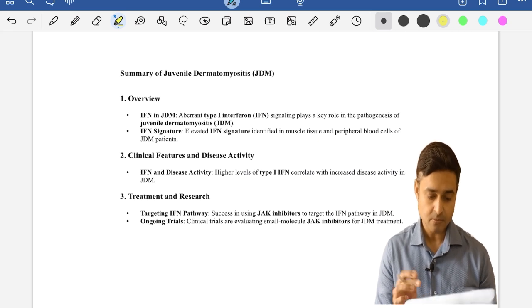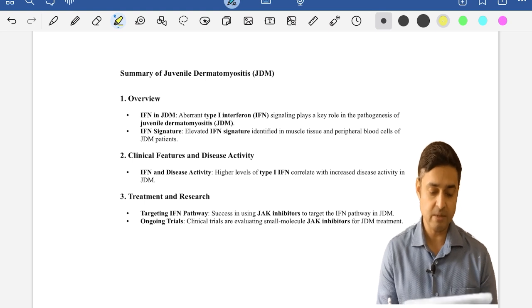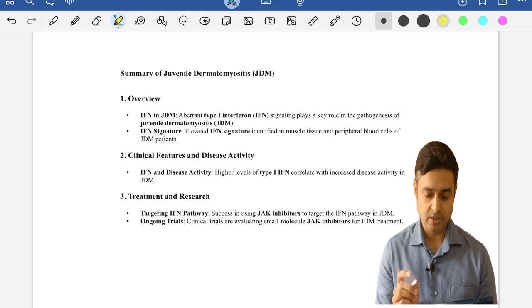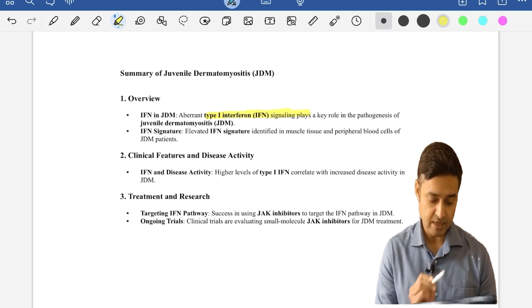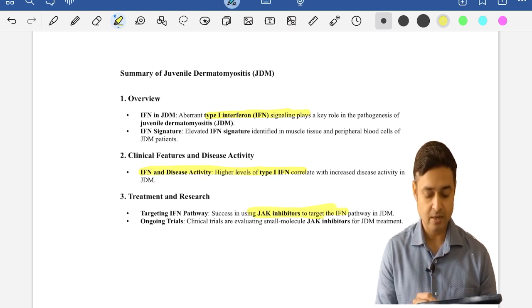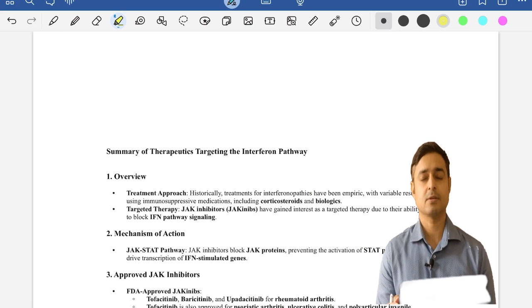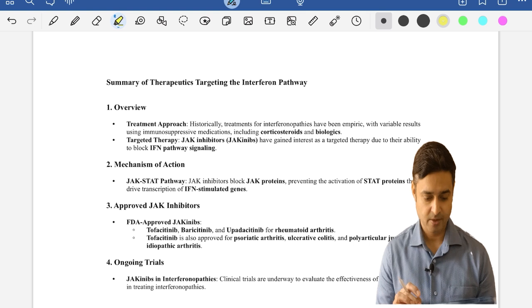Okay. So the summary of JDM. The mechanism of JDM also somewhat involves interferon. This is aberrant type 1 interferon signaling. Interferon and disease activity are correlated. And because it involves interferon, JAK inhibitors can be used in JDM.